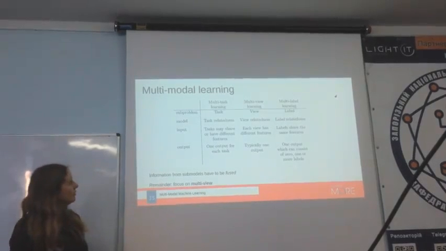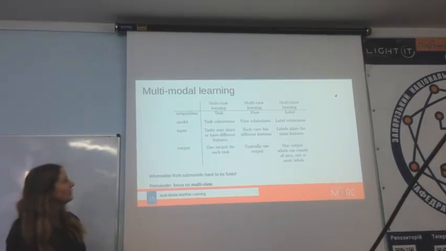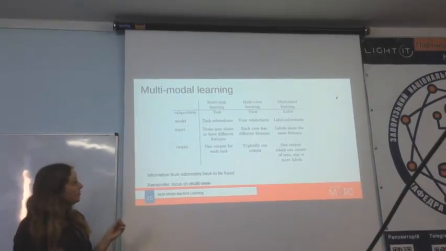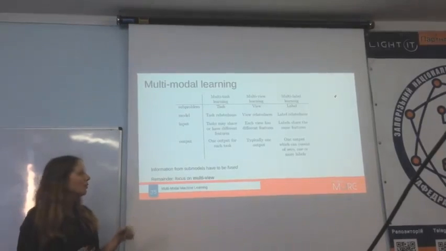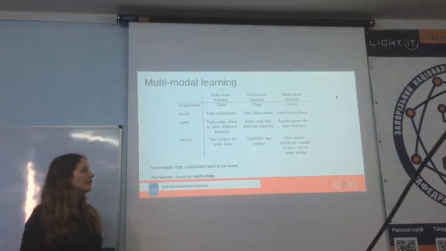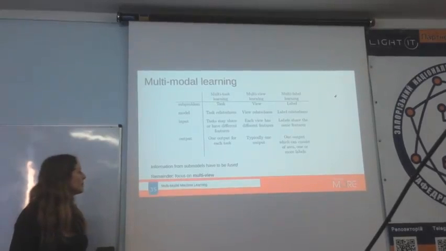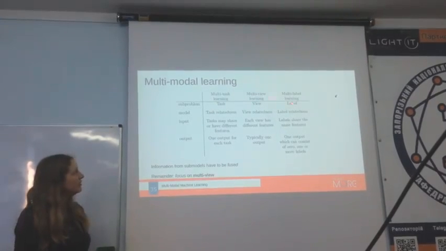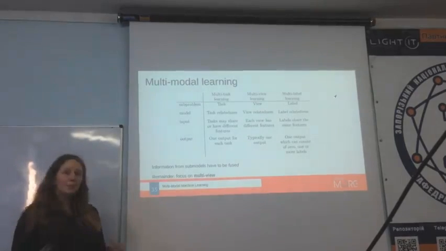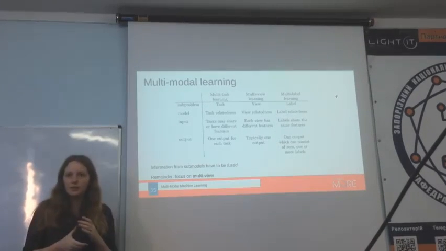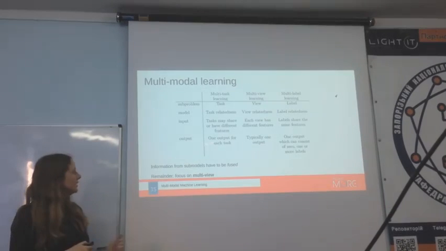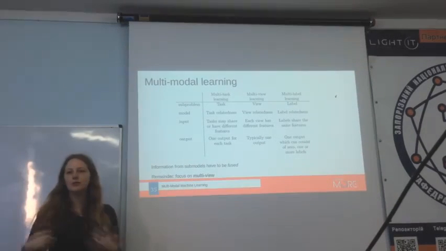And then the outputs are also a bit different. Multitask learning will have one output for each task, multi-view learning one output, and multi-label learning one output that can consist of 0, 1, or more labels. In all these cases, the submodels, or at least the information from the submodels, has to be fused together. And yes, the course will focus mostly on multi-view.